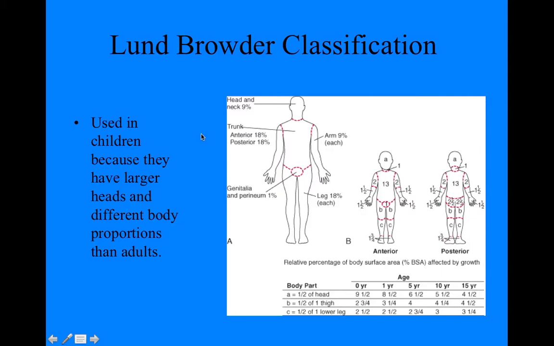Okay, for children, we use a little bit different classification because they have a much larger head and different body proportions than adults. So, again, the Lund-Browder classification is what is commonly used for children as opposed to just your typical total body surface area body burn.